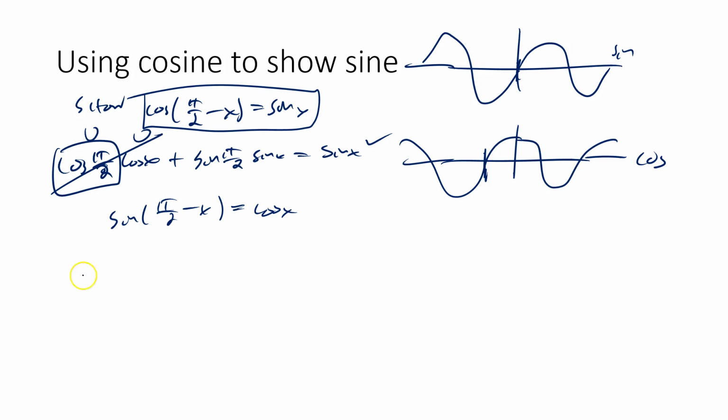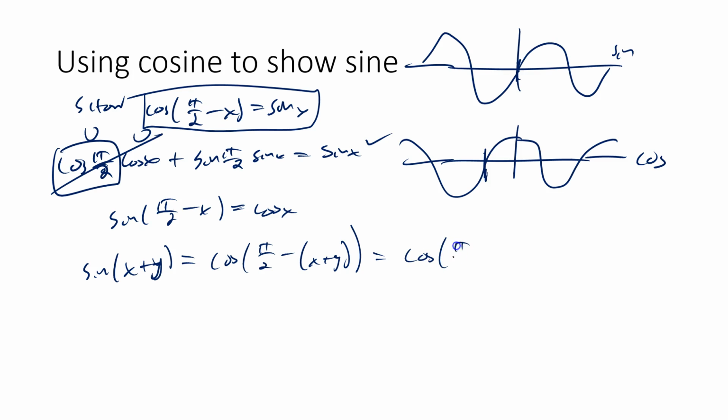So what we want to show now is we're going to find a formula for sine of x plus y. Okay, so sine of x plus y, I could rewrite that as, because sine of x is equal to cosine of pi over 2 minus x, this would be cosine of pi over 2 minus parentheses x plus y. Now we're going to rewrite that as cosine of pi over 2 minus x, and then we subtract y. And now we can use our cosine formula on this.